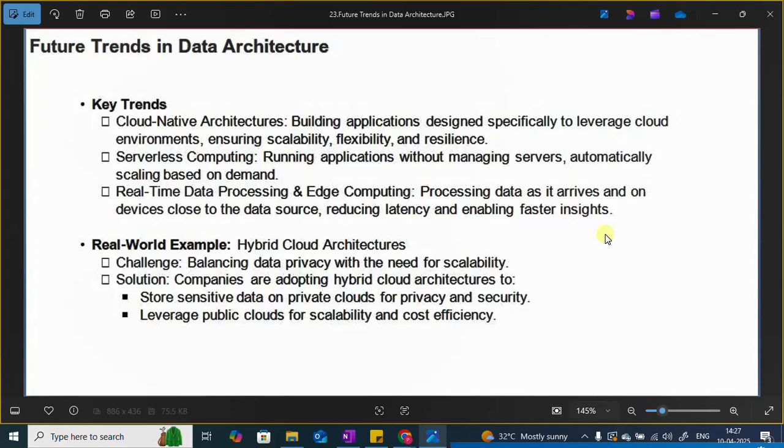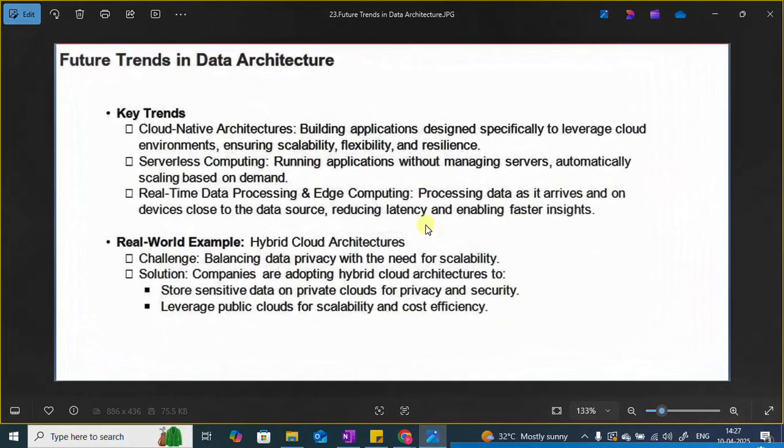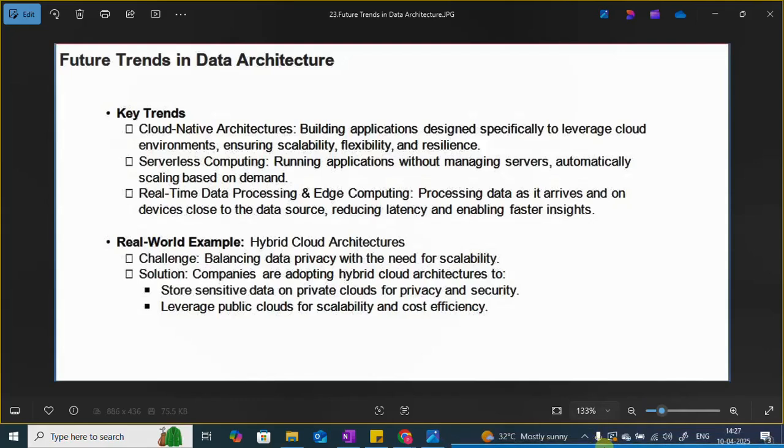Then what are the future trends? It's very important, right? These are the challenges. Okay, fine, we understand. What are the different future trends in data architecture? The key trends are, first one, cloud native architecture: building applications designed specifically to leverage cloud environments, ensuring scalability, flexibility, and resilience. Serverless computing: running applications without managing servers, automatically scaling based on demand.